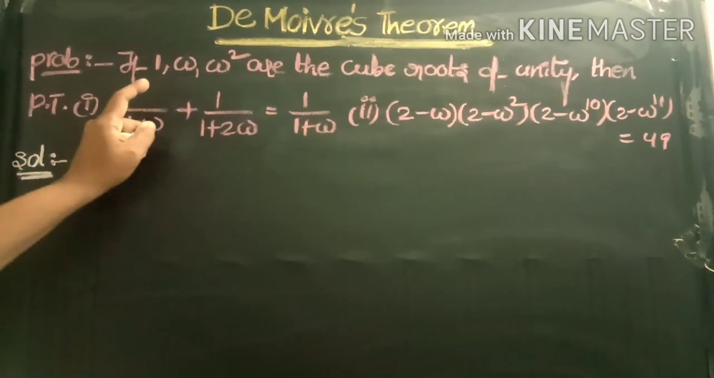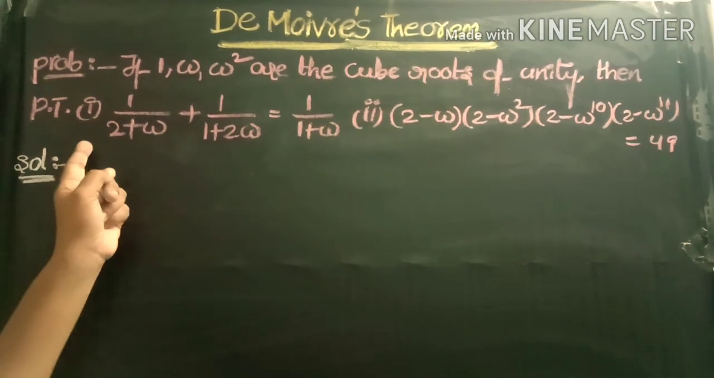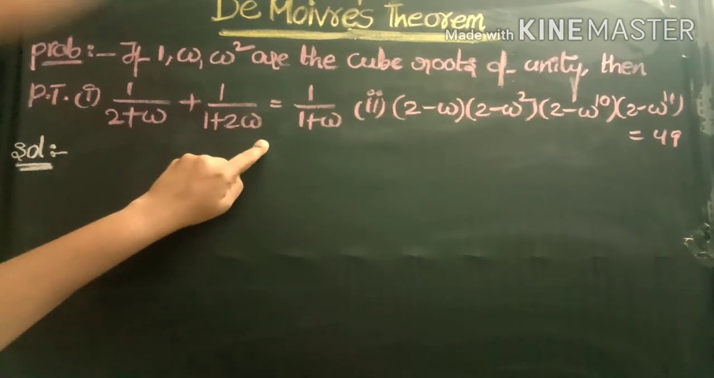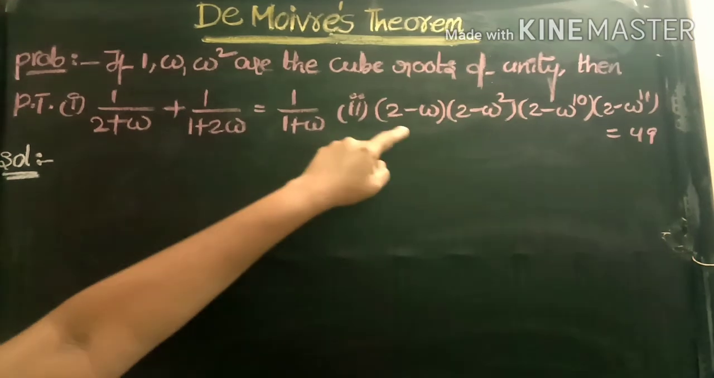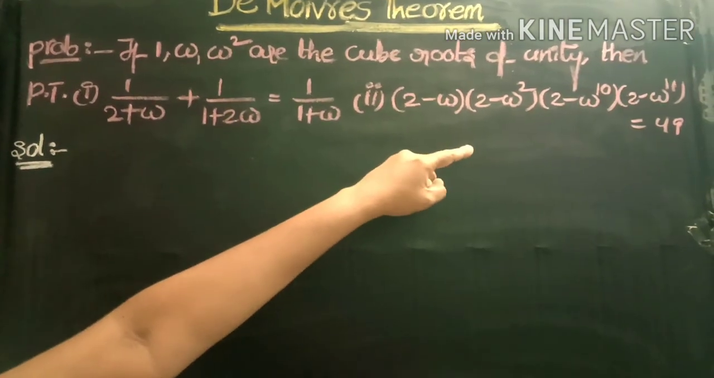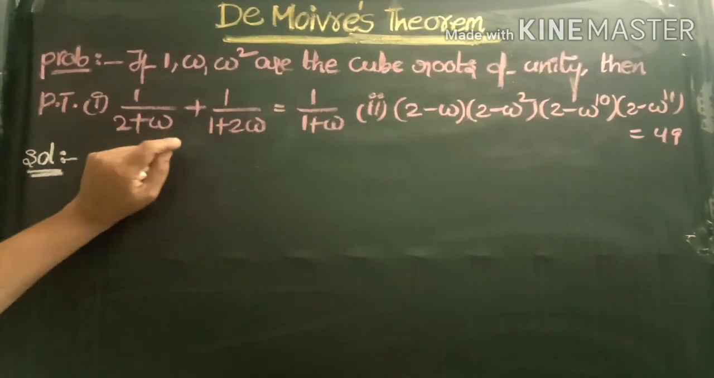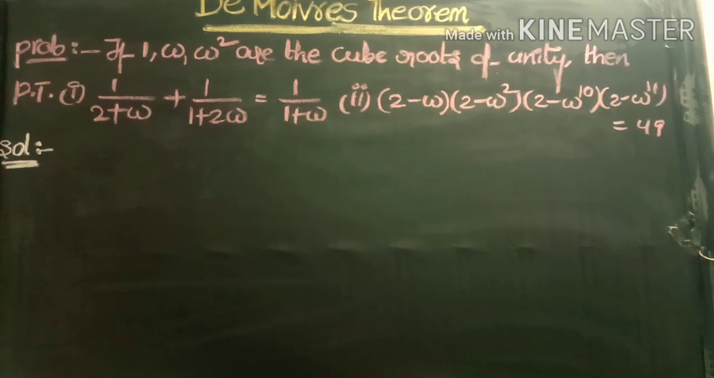First problem: if 1, omega, omega square are the cube roots of unity, then prove that first result, 1 by 2 plus omega plus 1 by 1 plus 2 omega is equal to 1 by 1 plus omega. And the second result is (2 minus omega)(2 minus omega square)(2 minus omega power 10)(2 minus omega power 11) is equal to 49. So given that 1, omega, omega square are the cube roots of unity, now we want to prove the two results.